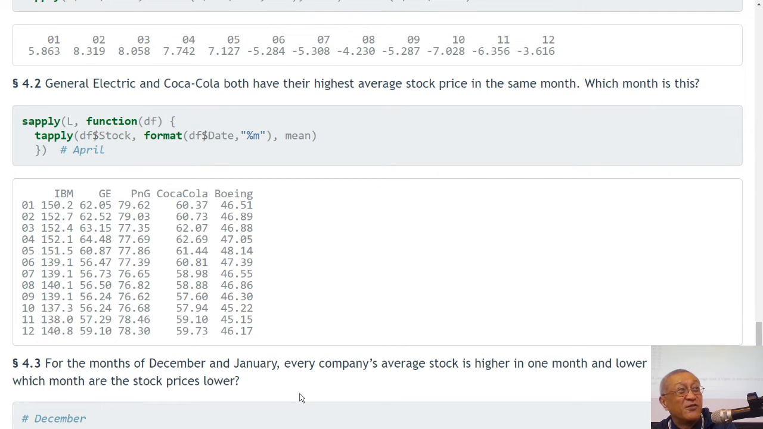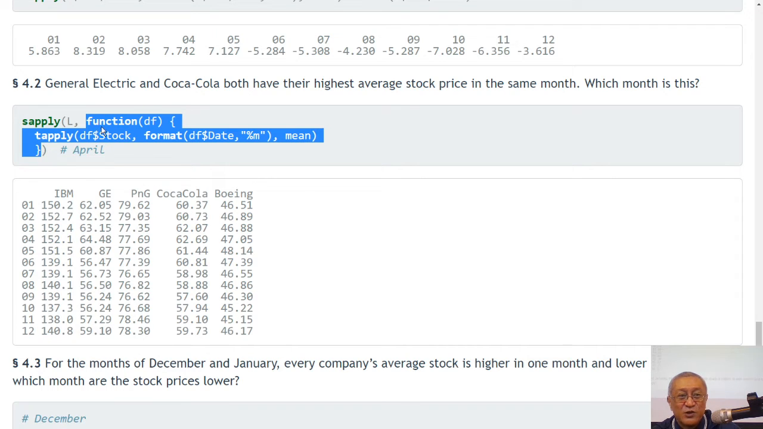Now you see the power of iteration, right? Because I want to do a monthly average for IBM, GE, P&G, Koch, and Boeing, right? So I basically define a function to calculate the monthly average, and then I apply it to every element of the list, right? Now I get a matrix, right? So I can answer the question like, which month has the highest average price? You get it, right?